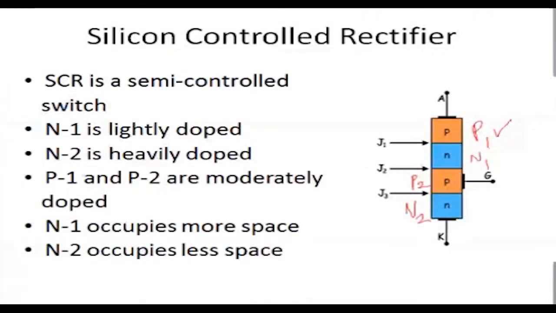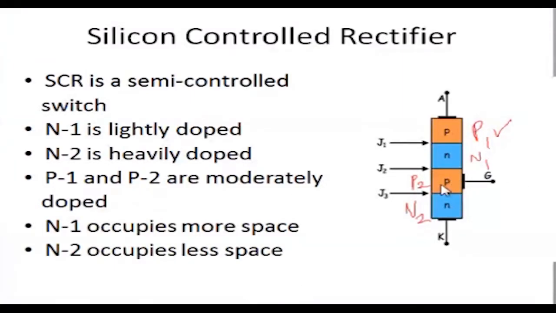If you see the N2 layer, it occupies very less space and is heavily doped. N2 is heavily doped and occupies very less space. Even though in the figure, which is a generalized figure for your understanding, it is drawn like this, in practice this N2 layer occupies very less space but is heavily doped.